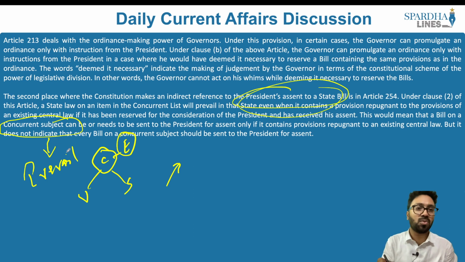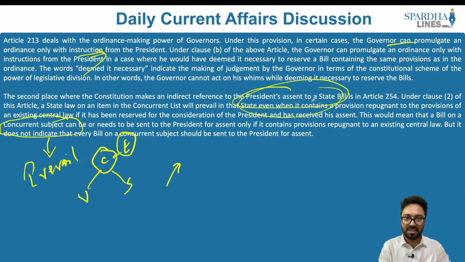Similarly, Article 213 deals with the ordinance making power of the governor. Under this provision, in certain cases, the governor can promulgate an ordinance only with the instruction from the president. That is, in a case where he would have deemed it necessary to reserve a bill containing the same provisions as in the ordinance. The words deemed it necessary indicate the making of a judgment by the governor in terms of the constitutional scheme of the power of legislative division. In other words, the governor cannot act on his whims while deciding it is necessary to reserve the bills, is the clarification that has been given.